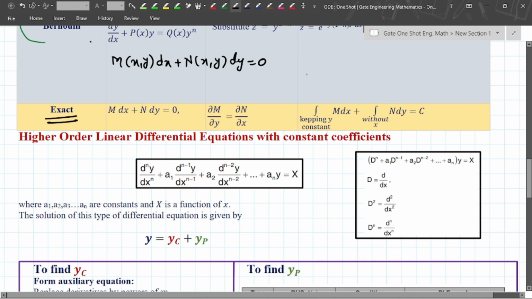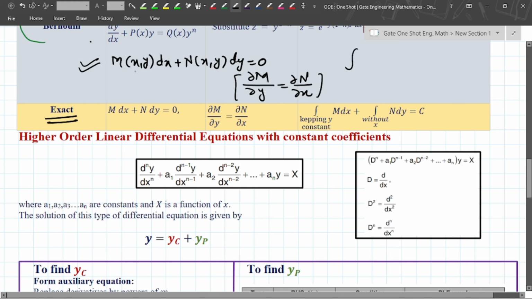In this case, the differential equation is called an exact differential equation if the partial derivative of M with respect to y and N with respect to x are equal. So if these both are equal, then we'll call it an exact differential equation. And the solution in that case is basically, okay, what is the partial differential equation?